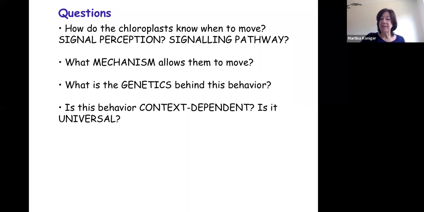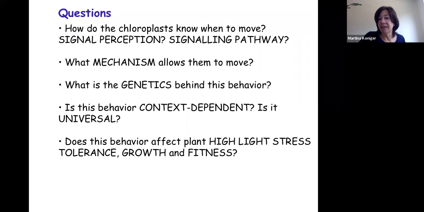And then with many behaviors, the question is always, is the behavior stereotyped or context dependent? Meaning, if I take light and I shine it on a plant, will it always behave the same? Or is it context dependent? Does it depend on what species or how it grew up or what happened to it earlier in the morning that day? And is it universal, right?